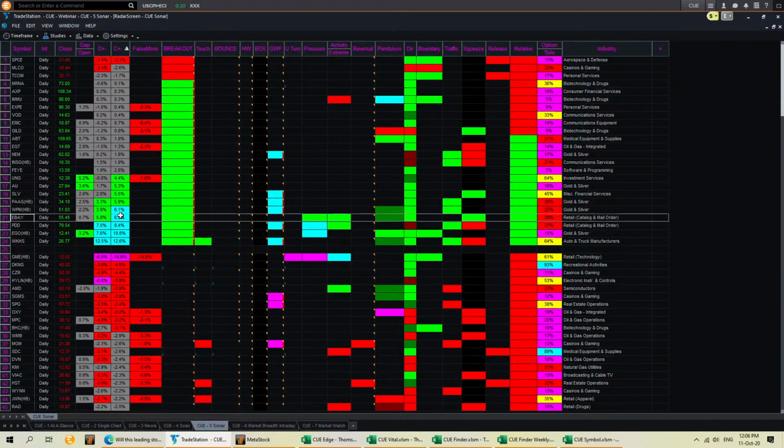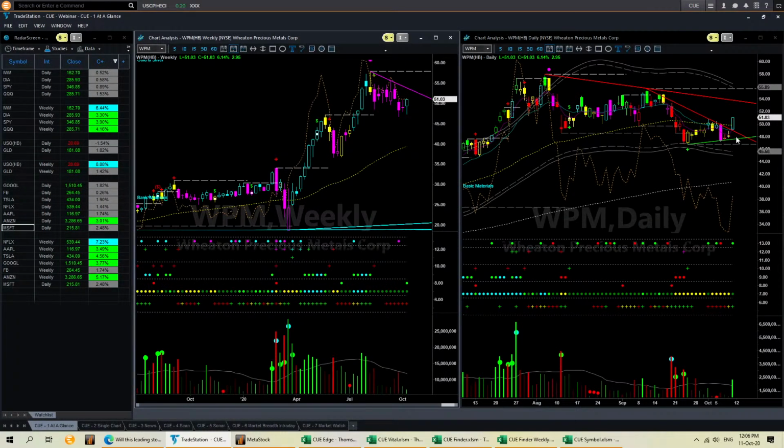Last stock that was in cyan color, WPM, gold mining industry. This is also breaking out. When you see multiple breakouts in the same industry, you may trade that industry or strong fundamental stocks in that industry more confidently.